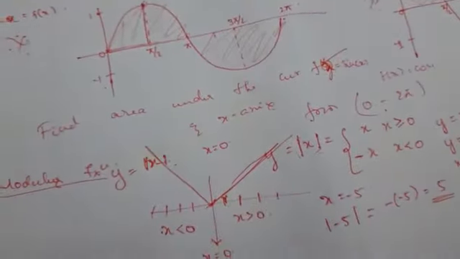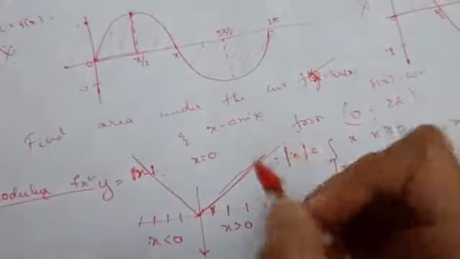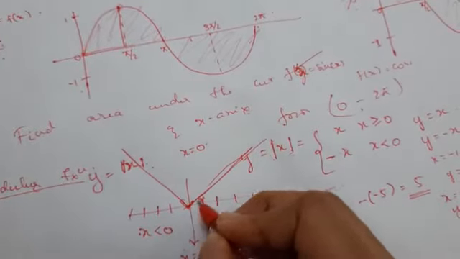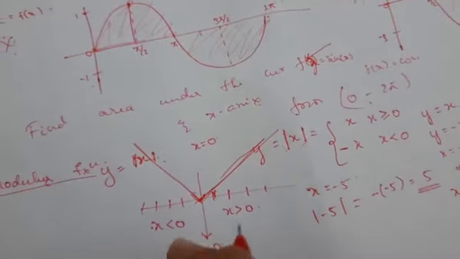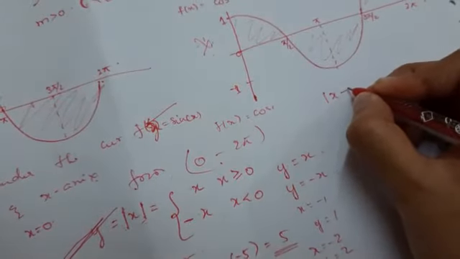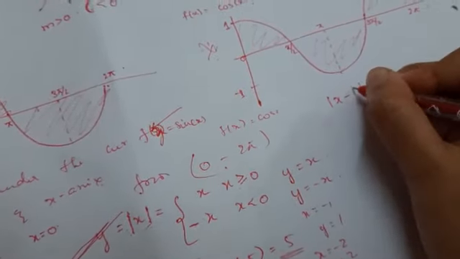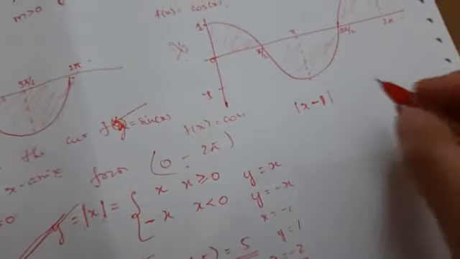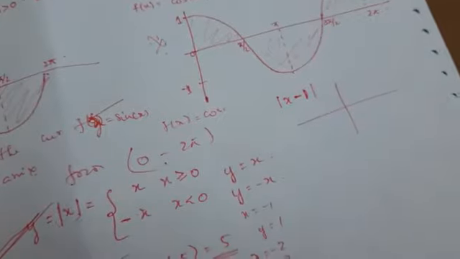So when it comes to the modulus function, we are going to get a V type of curve where we have a sharp edge at one point. So this is what a modulus function is. Similarly, when we are dealing with the modulus function, suppose I consider mod of x minus 1. How are we going to deal with it?